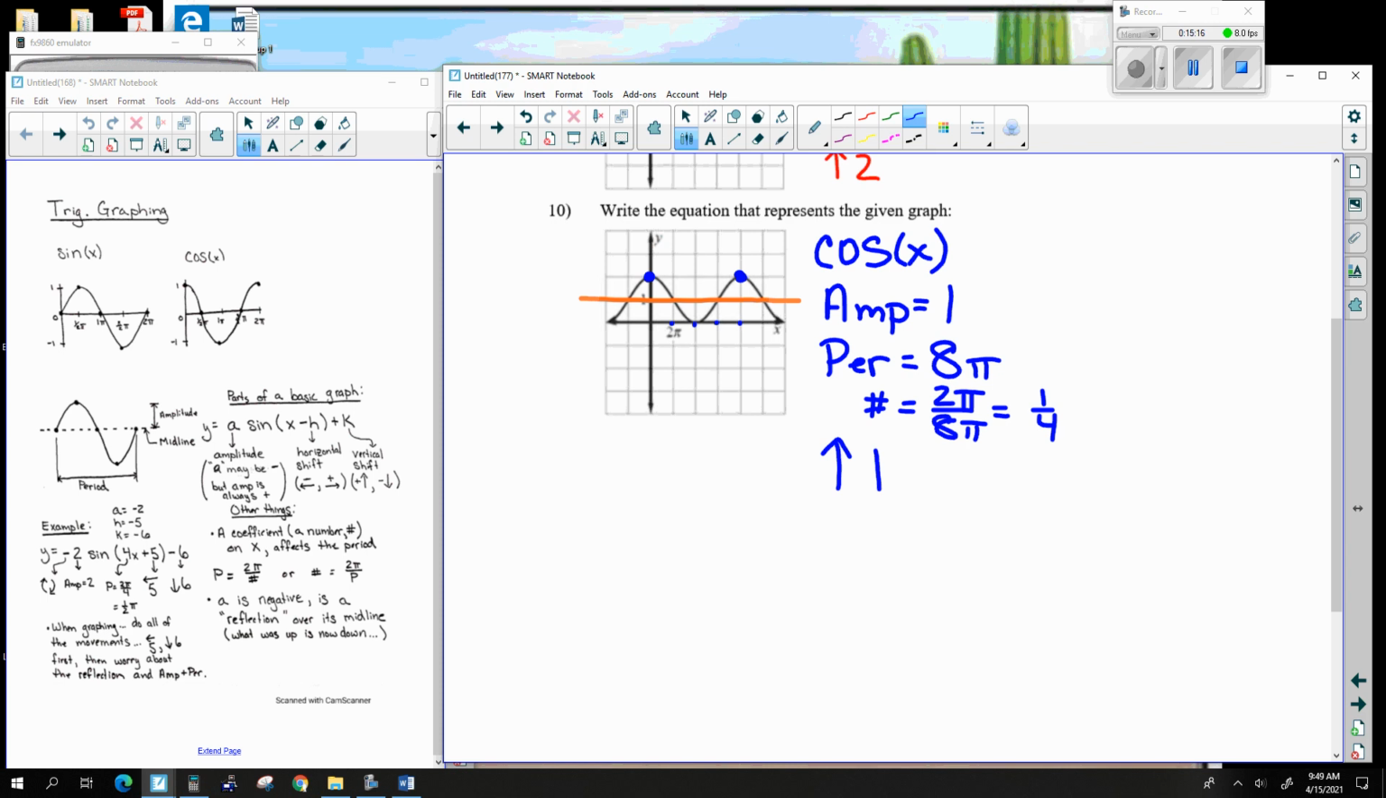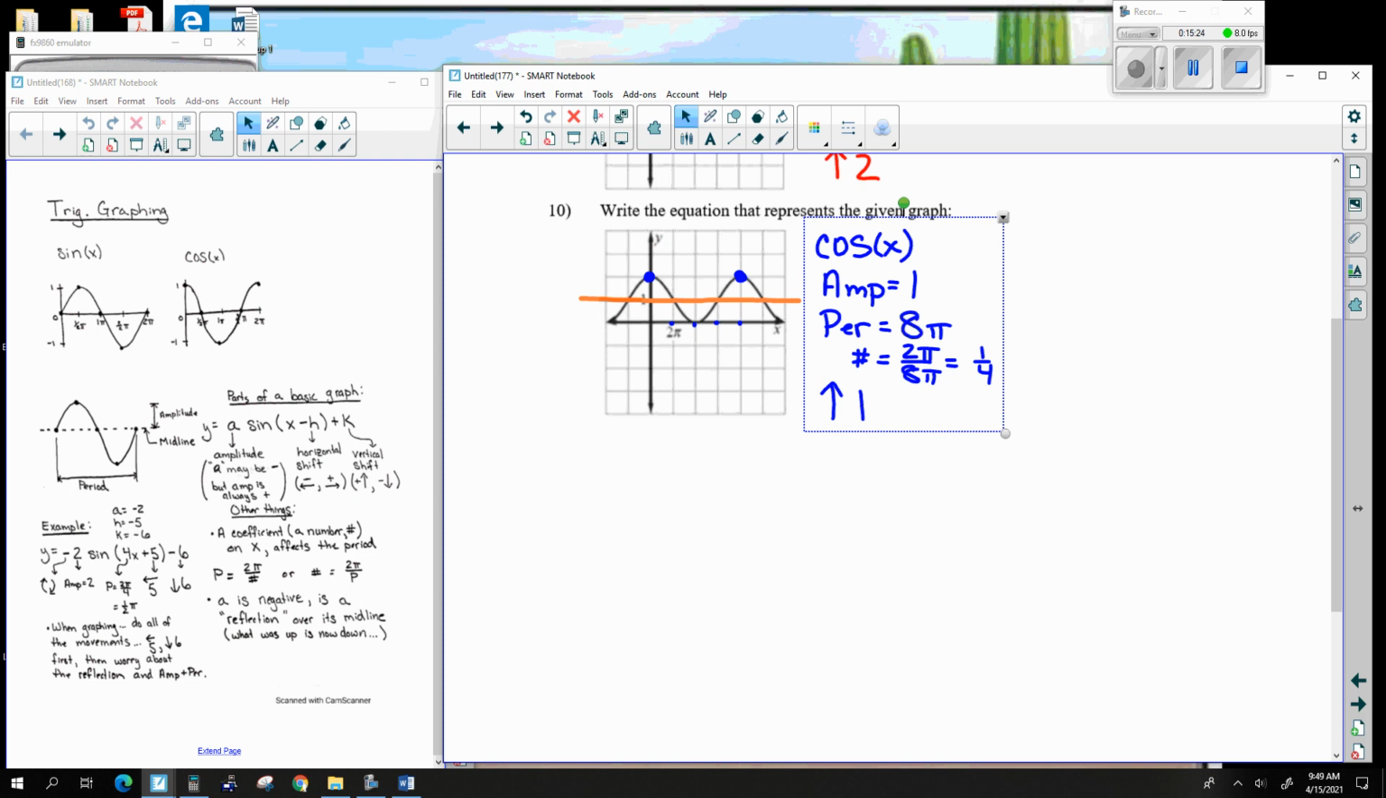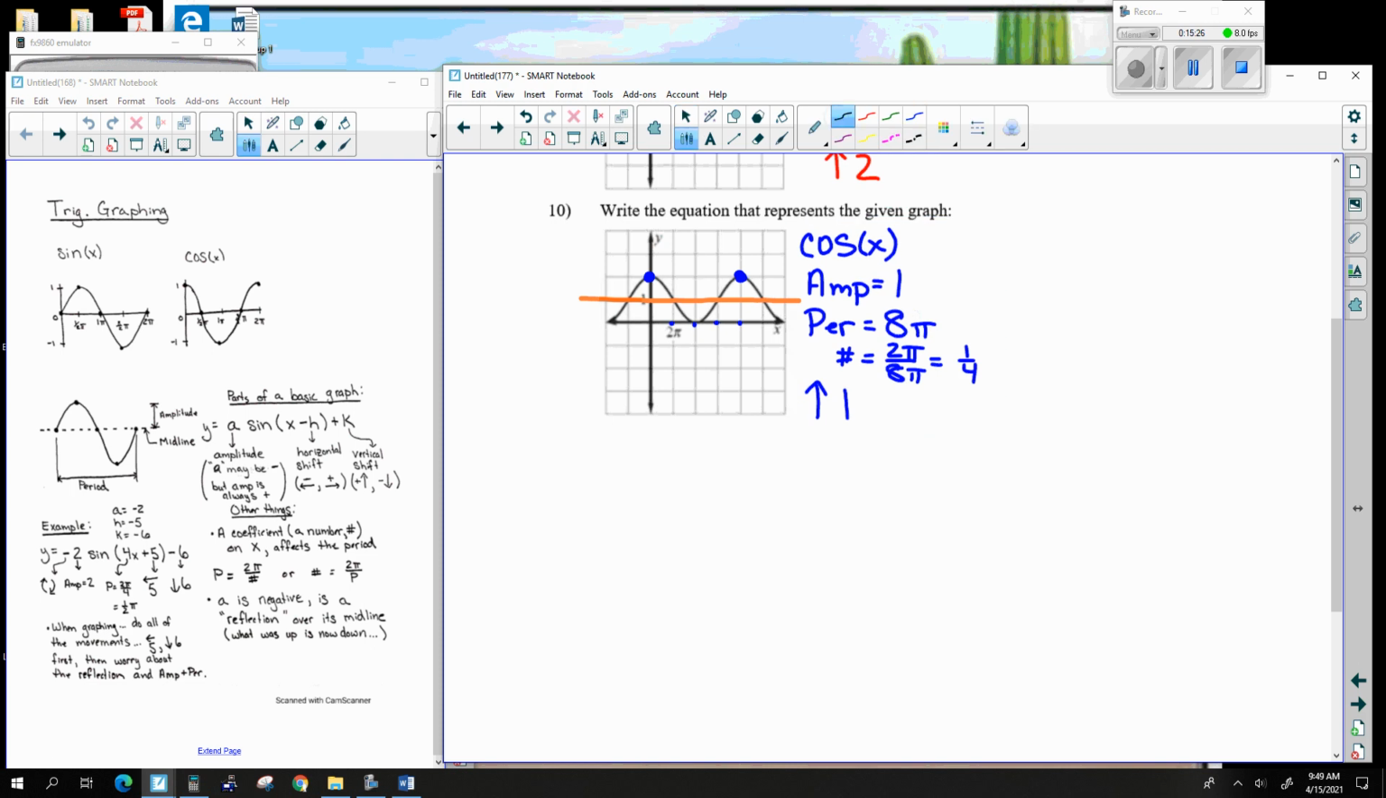Okay, let's turn this into an equation, and then we'll be done. So y is equal to cosine x. All right, so this has an amplitude of 1, inside number of 1/4 for the period, and up 1, and so that's an outside. So this is going to be y is equal to cosine 1/4 x plus 1.